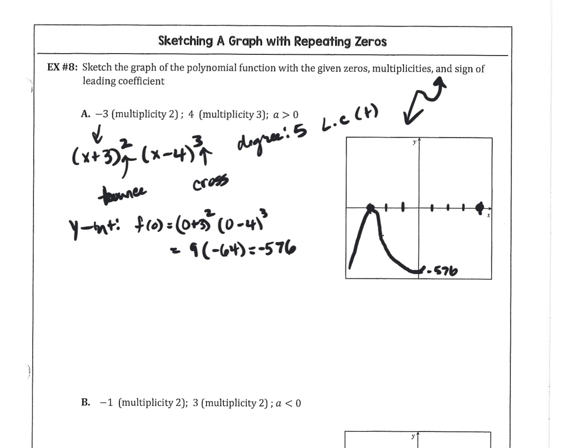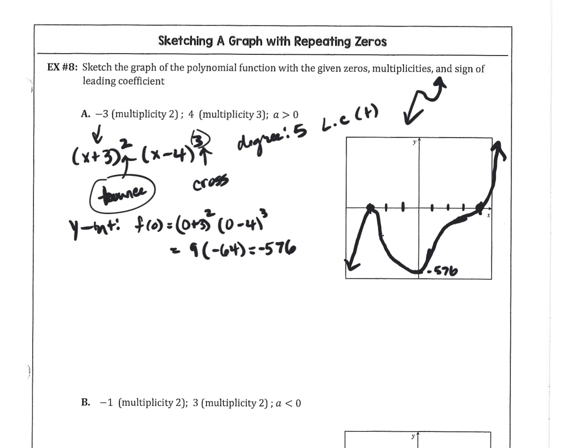So this is going to have to go down and then come back up. This is cubed, so remember, we know it does that snaky thing. So it's going to come up here, snake across, and cross up here, and go up. And that's, guys, how we do it.